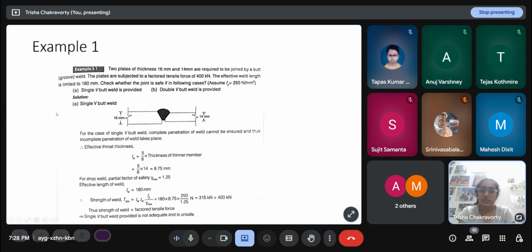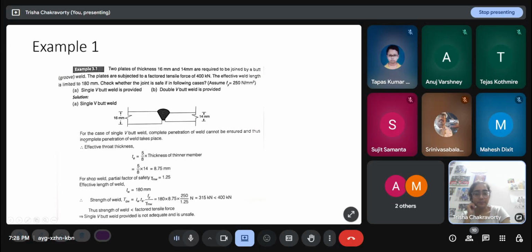Okay. Two plates of thickness 16 mm and 14 mm are required to be joined by a butt weld. It's also called a groove weld. The plates are subjected to a factored tensile force of 400 kilonewton. The effective weld length is limited to 180 mm. Check whether the joint is safe in the following cases, and Fy is assumed to be 250 MPa: single V butt weld and double V butt weld.